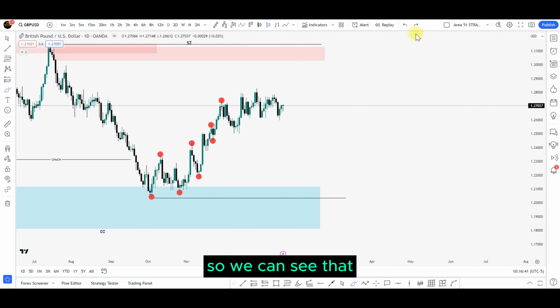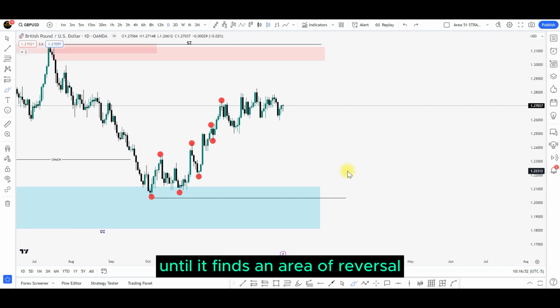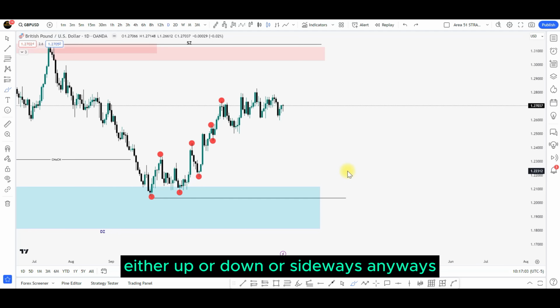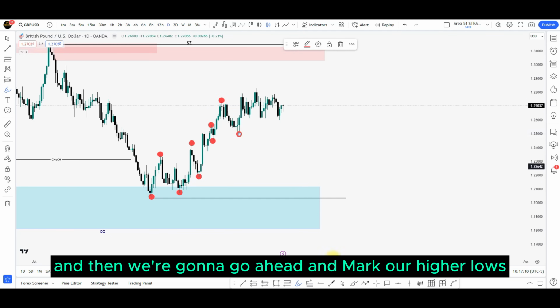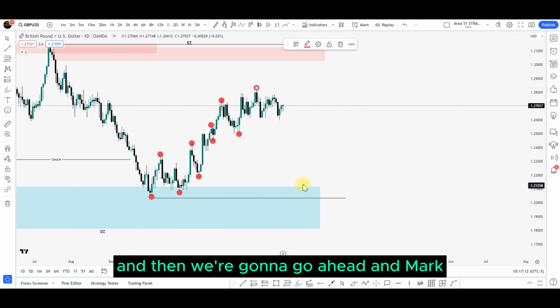All right. So we can see that the daily time frame is telling us that price did not find a reversal yet, and now it's continuing to the upside until it finds an area of reversal before it continues to the downside. The price always has to find an area to reverse from, and without that, price will continue either up or down or sideways. Anyways, so higher highs, and then we're going to go ahead and mark our higher lows, and then we're going to go ahead and mark our higher highs.